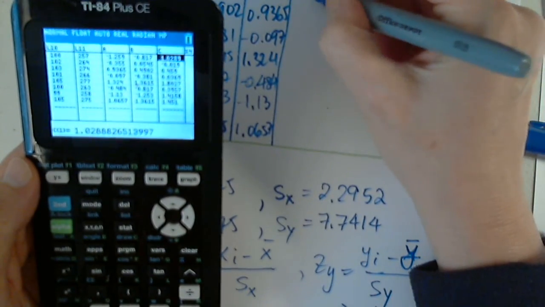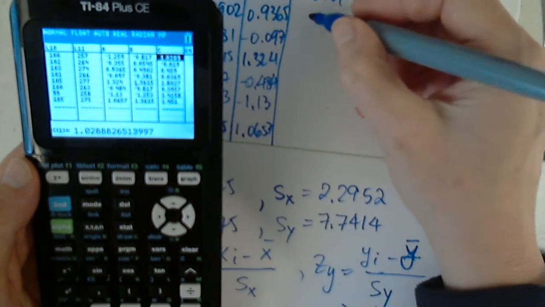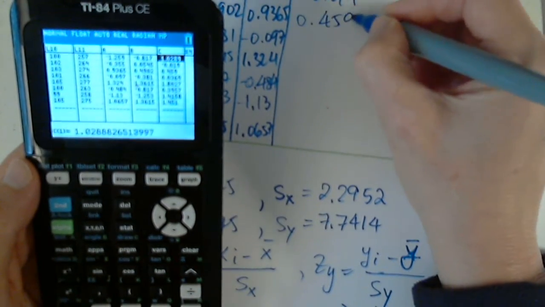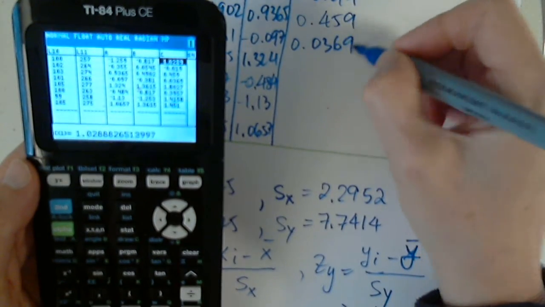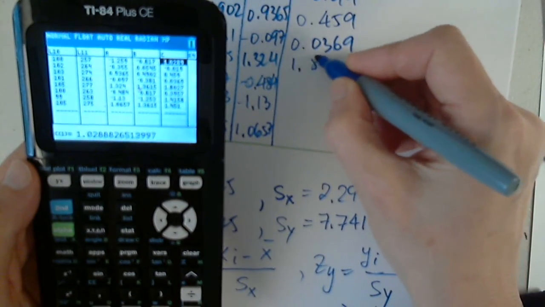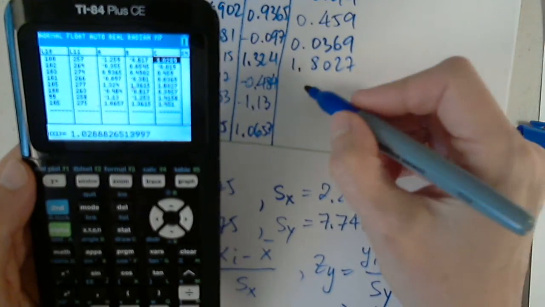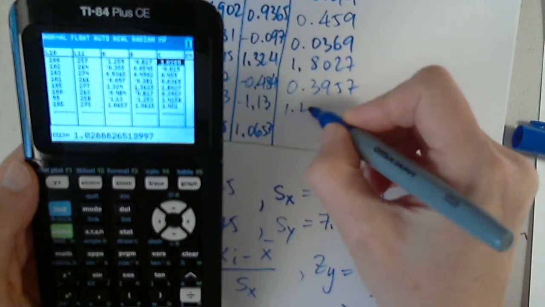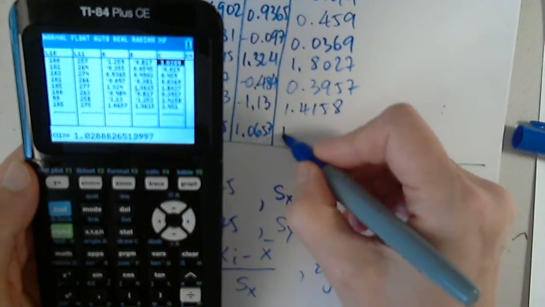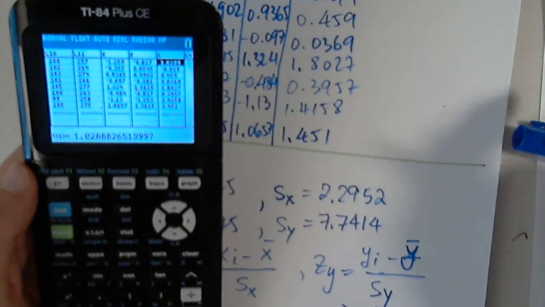1.0289, negative 0.019, 0.459, 0.0369, 1.8027, 0.3957, 1.4158, and the last one 1.451.